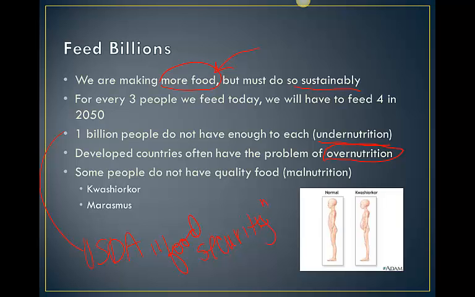And one more term that kind of goes in here is the idea of malnutrition. There are definitely areas of the world where food's available, but it's not quality food. It's not the right kinds of food. And when you have malnutrition where you're not getting the right kinds of food, it can be just as deadly as undernutrition. Two common global examples of this are kwashiorkor and marasmus.